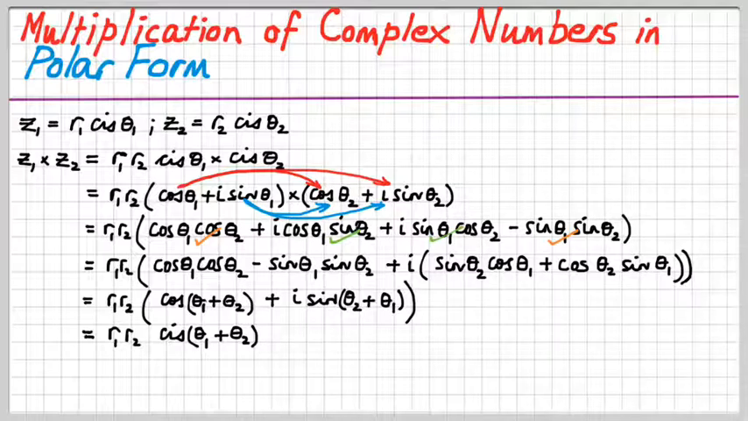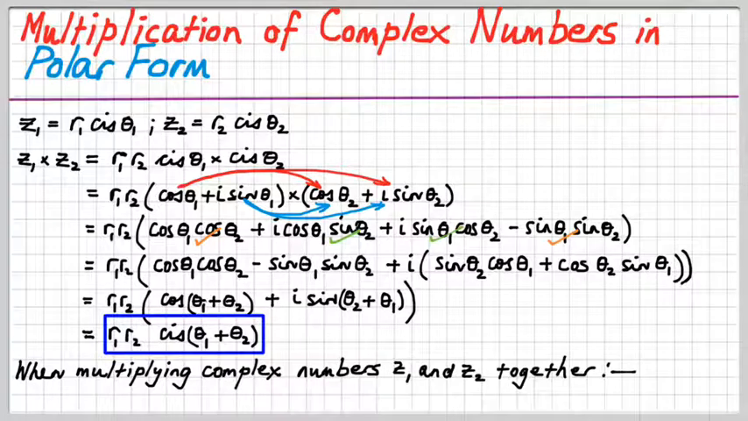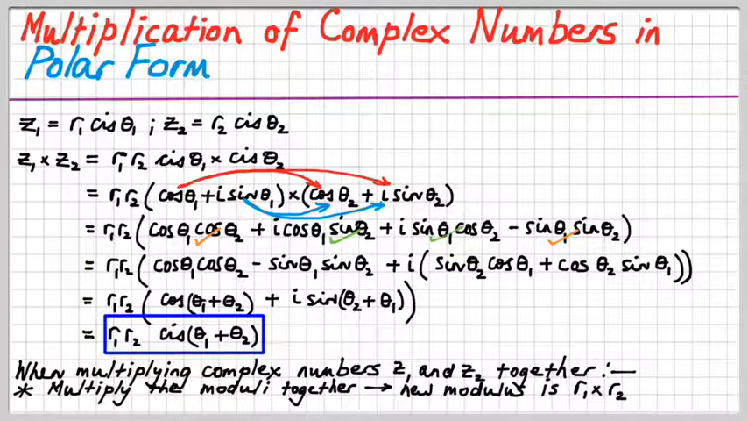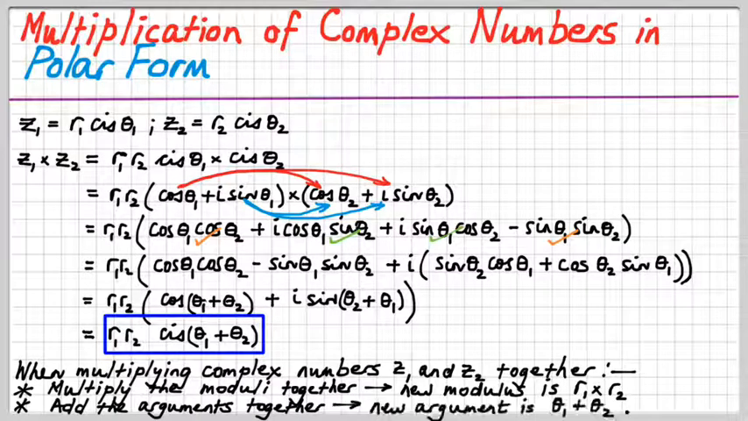No, look, I'll summarise what I've just done. Because when you multiply complex numbers Z1 and Z2 together, you multiply the moduli together, as I've done, R1 times R2, and hence the new modulus becomes R1 times R2. And what else do you do? You add the arguments together so that the new argument becomes theta 1 plus theta 2. Ain't it marvellous? So that's what you do. That is the end result in that box there, okay?